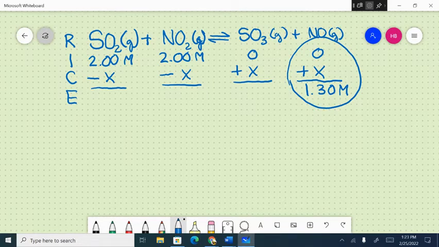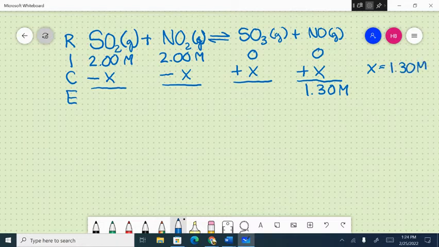0 plus x equals 1.30. So I know that x is equal to 1.30. So now I can plug that in for all of my x's, like such. These become 2.0 minus 1.30 for both of them.